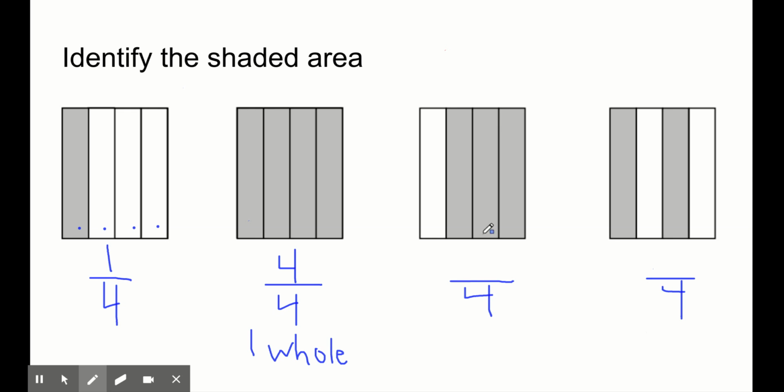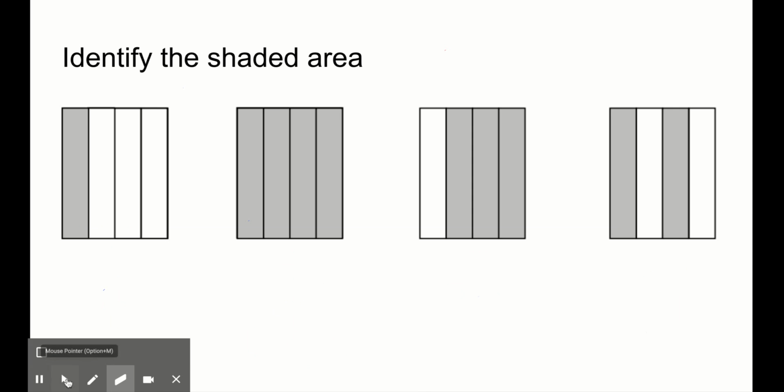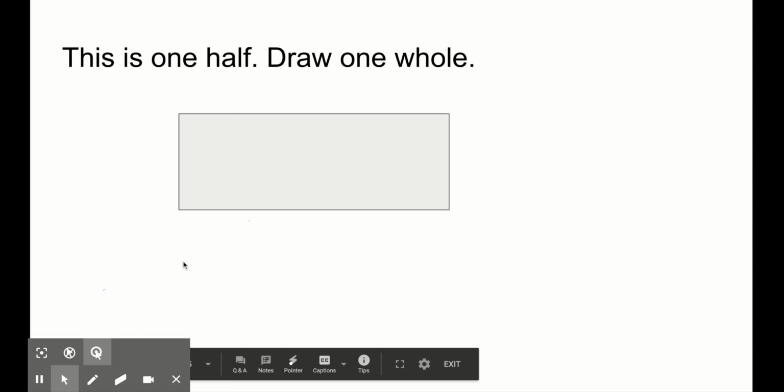What about this? What is the shaded area here? 3/4. 3 of the 4 are shaded. And what about this one? 2/4. 1, 2 are shaded. Good work. Let's move on.